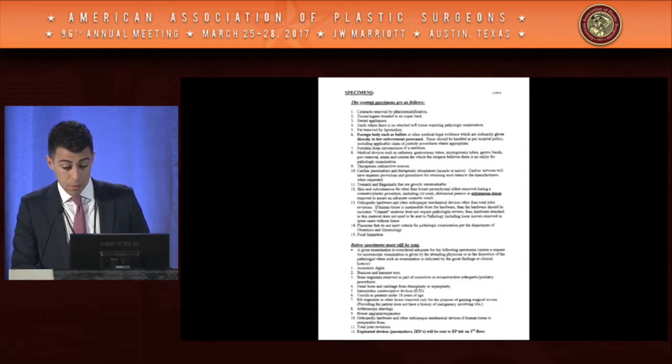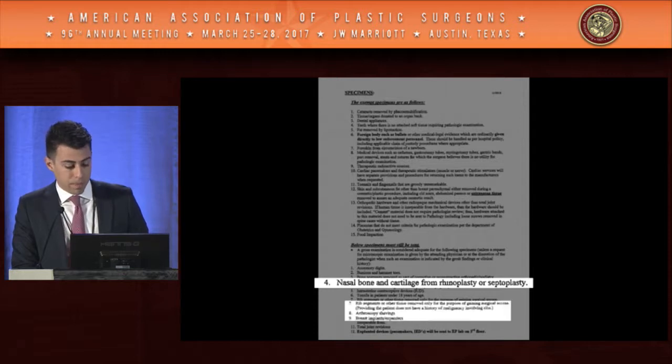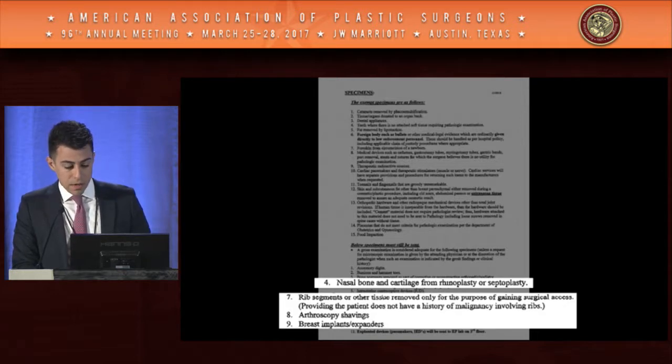This is actually a more liberal policy than was prior. If we look at number 4, it says that nasal bone and cartilage from rhinoplasty or septoplasty must be sent to pathology. Number 7 says that rib segments or other tissue that's removed just for surgical exposure, such as in a DIEP, must be sent to pathology. And then lastly, number 9 says that breast implants and tissue expanders must be sent to pathology.